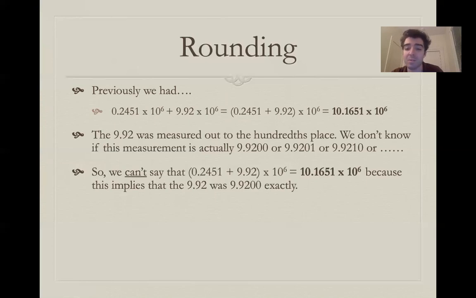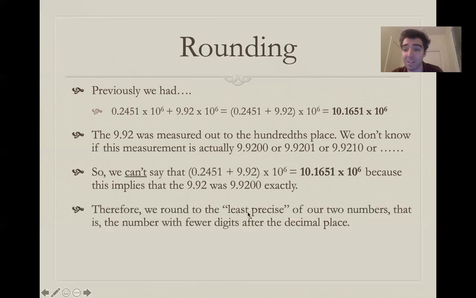So what we're going to do is say that this resulting number is going to have the same level of precision as the less precise of these two numbers. And by less precise, I mean the one that has fewer places after the decimal place. In this case, we go out to the hundredth place here, and that's the shorter of these two. This one goes out 4 places, this one goes out 2 places. So we're going to round this final answer to 2 decimal places.